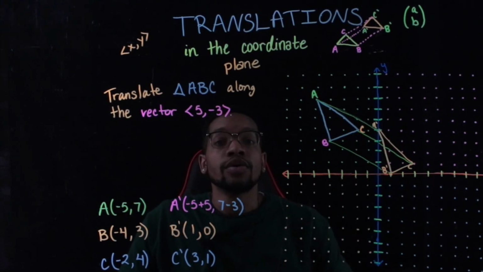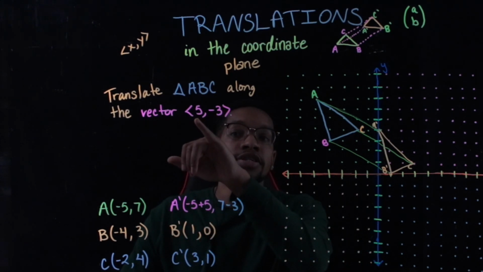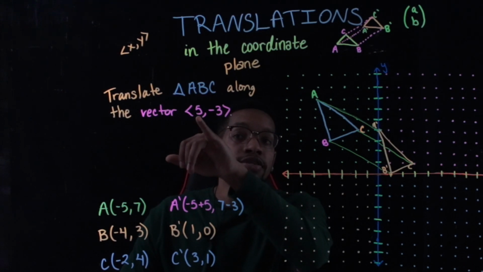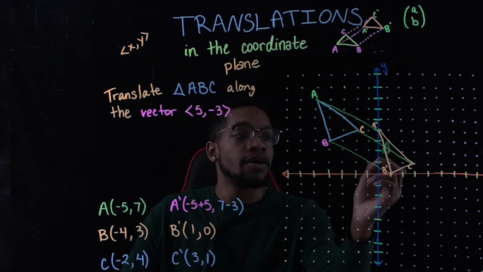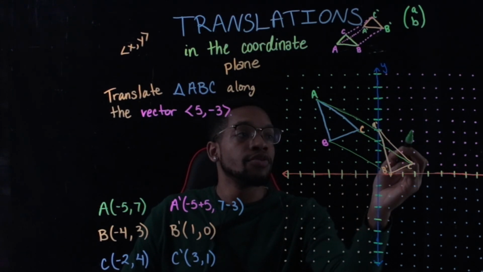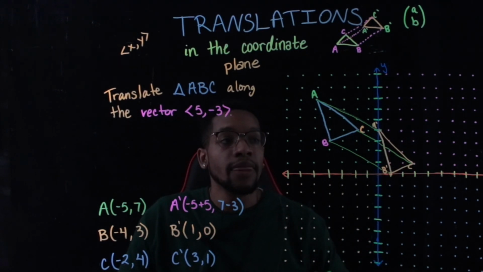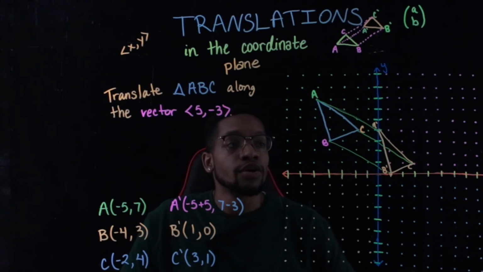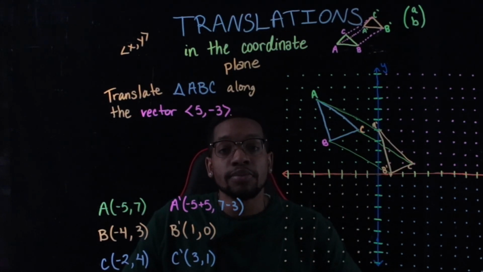And so the other way we can do this translation, instead of doing it this way, is to just count. And so I can look at my vector and say, if I know I need to go 5 spaces to the right and 3 spaces down, 1, 2, 3, 4, 5, 1, 2, 3. And so I can just do it manually like that and just do it point by point. So both of those are going to get you the same result. And so that's basically how you perform a translation.